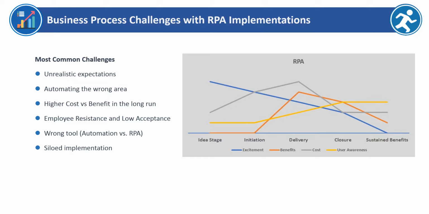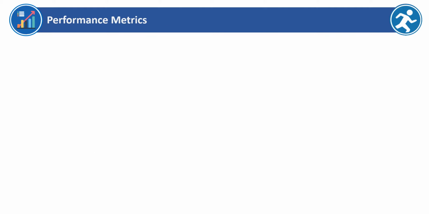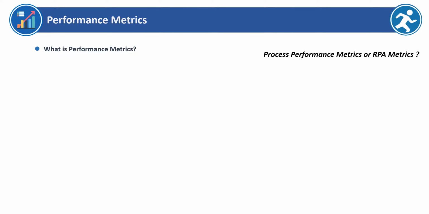And with that, let's quickly move on to the performance metrics. It is important to understand the performance metrics here. But what is performance metrics? Here it is important to understand that process improvement metrics are different from RPA performance metrics. You have an additional cost involved for RPA, and RPA should justify benefit in view of the overall process improvement.